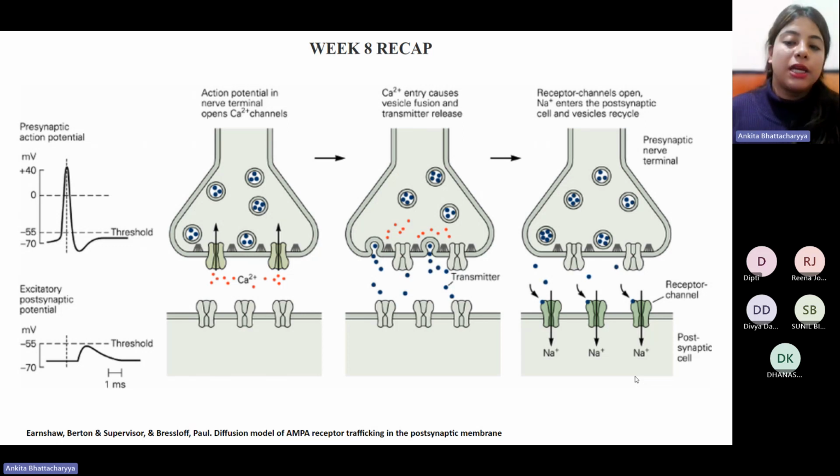Upon release, it is being taken up by the next cell, which is the postsynaptic cell, and this is also controlled by the postsynaptic excitatory potential. So under those circumstances, their own ion channels or receptor channels open up, and that allows the entry of the neurotransmitter into the cell, and that carries the information from one cell to another. And all of this happens within a matter of not even a second, within a fraction of a second, and it allows the quick transmission of information from one neuron to another.